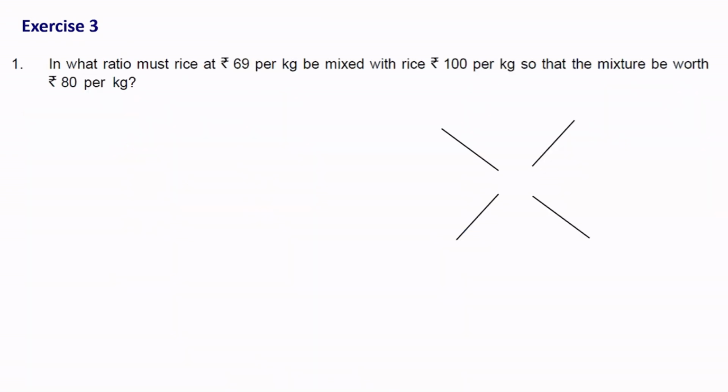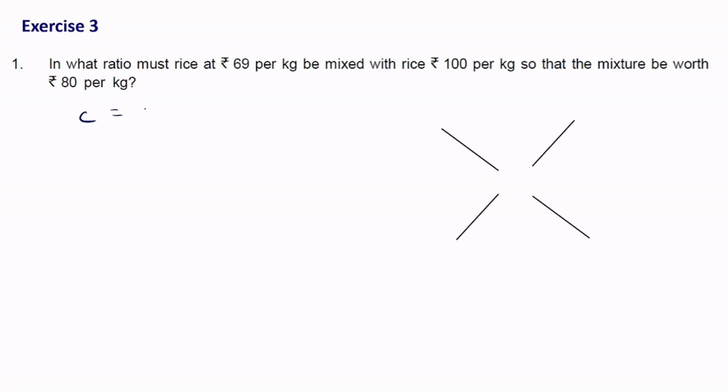Now let us move on to the exercise on alligation and mixture. That is the third exercise. The first question: in what ratio must rice at rupees 69 per kg be mixed with rice at rupees 100 per kg so that the mixture be worth rupees 80 per kg? Here this is the cost of the cheaper ingredient and this is the cost of the dearer ingredient, and the cost of the mixture is given as rupees 80. This is the mean price.